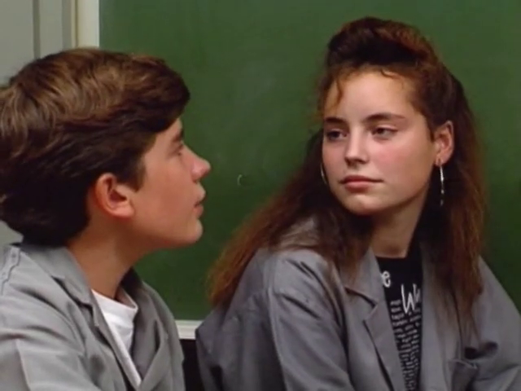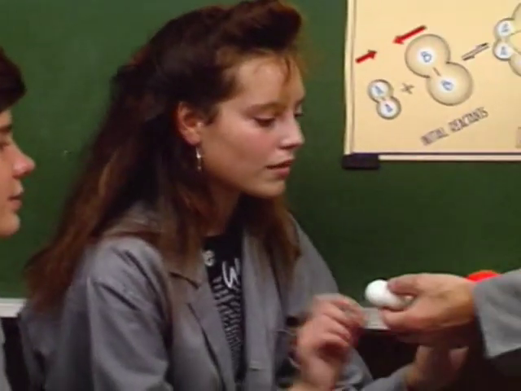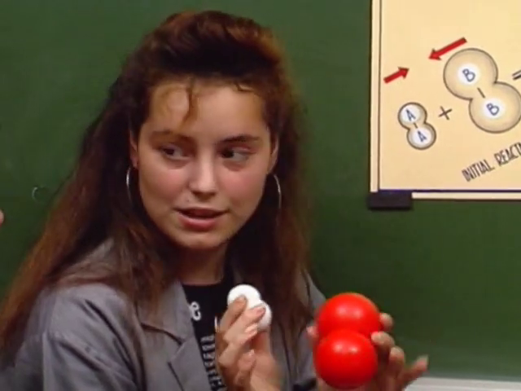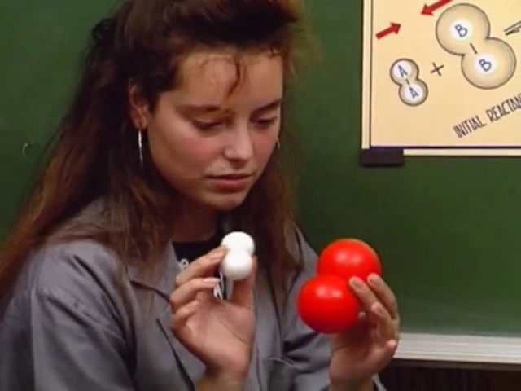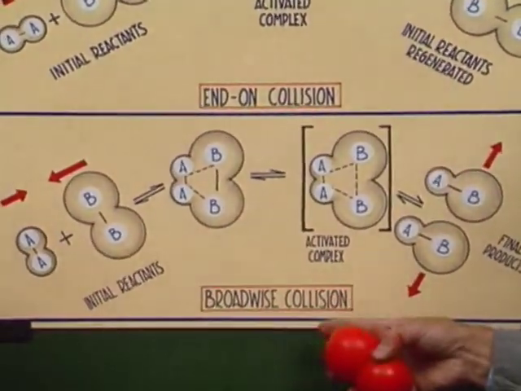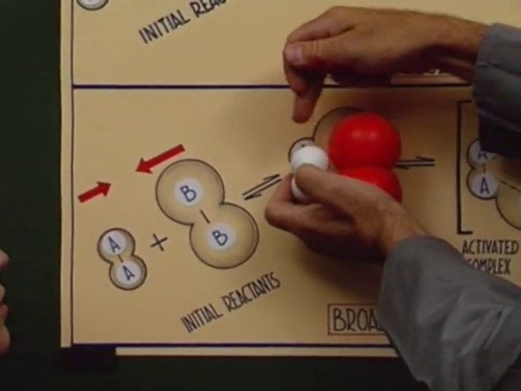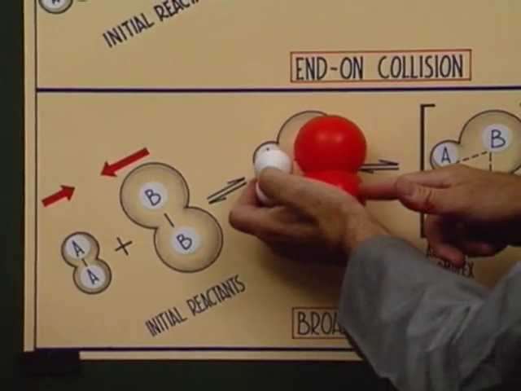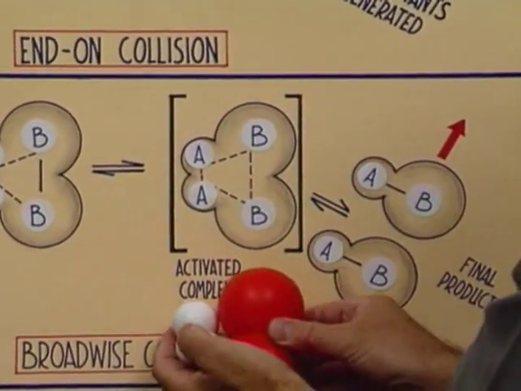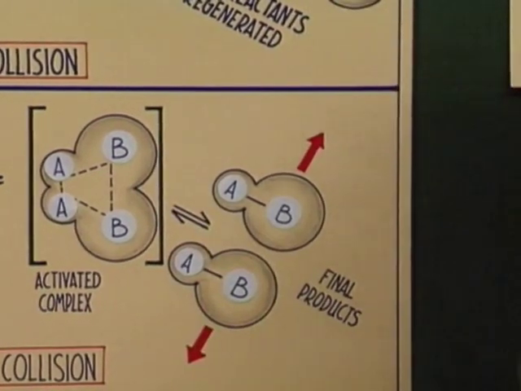So if they don't react with an end-on collision, how must they collide to react? Here, perhaps you can show us. Okay, well, they don't react like this. So I guess, Stephen, they must react like this. Exactly, Era. We call that a broadwise collision, where the reactants collide and we have close contact between both A and B particles at the ends of the molecules. And this will produce the activated complex that can decompose to form the final products that will fly apart.